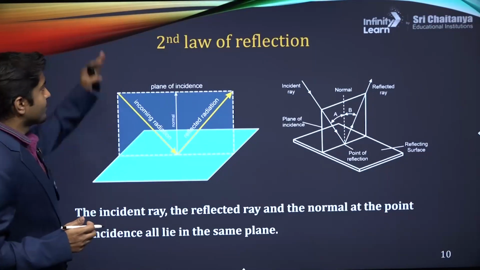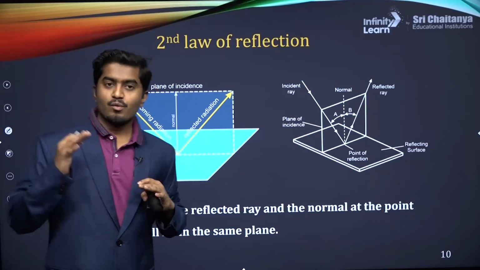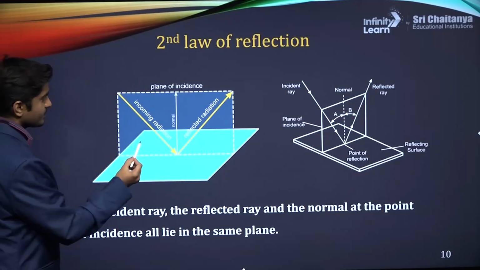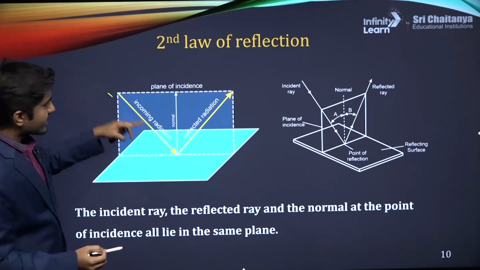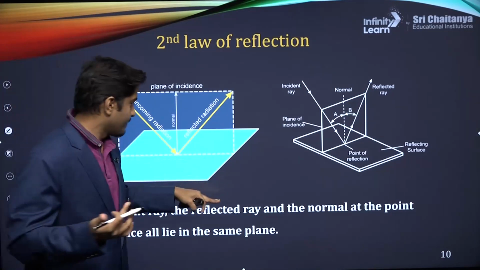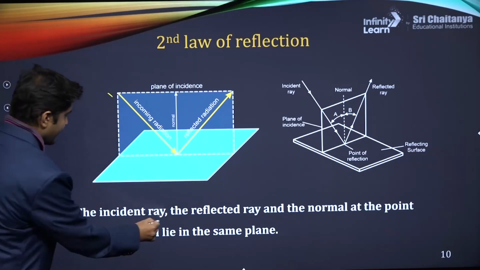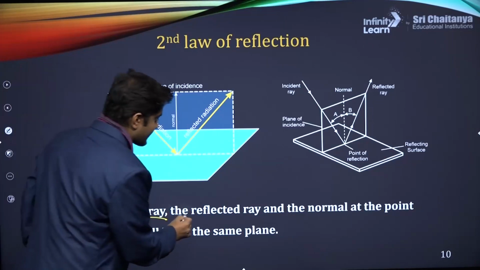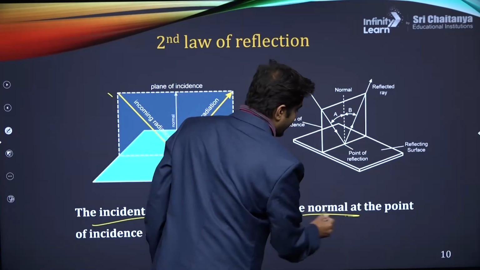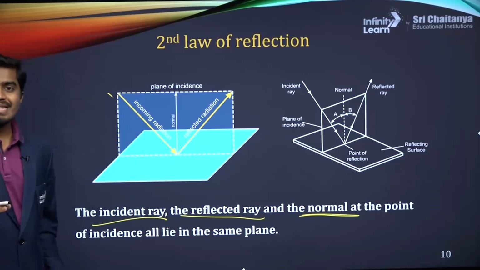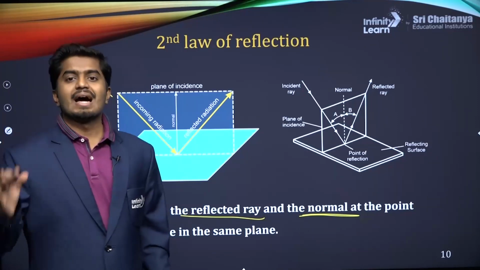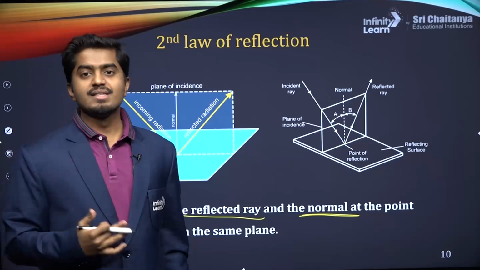The second law says that these three, what are the three rays here? We have the incoming radiation, that is our incident ray. So the incident ray, the reflected ray and the normal, all these three always lie in the same plane of incidence.